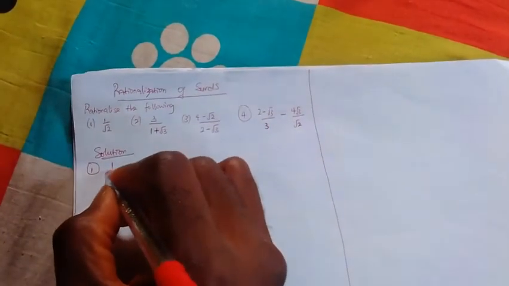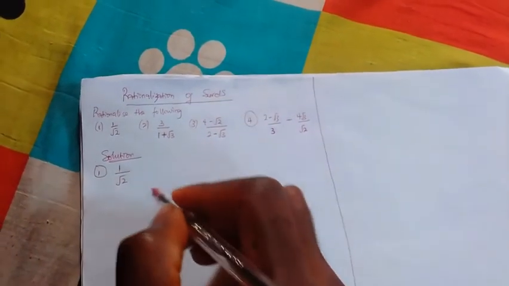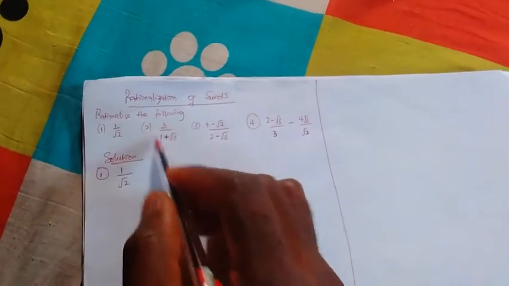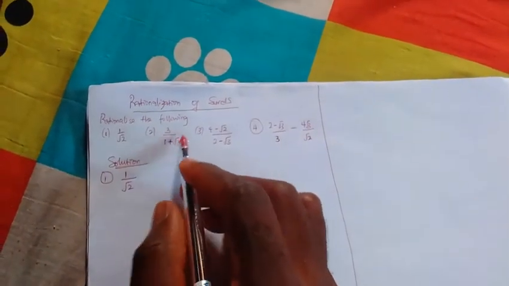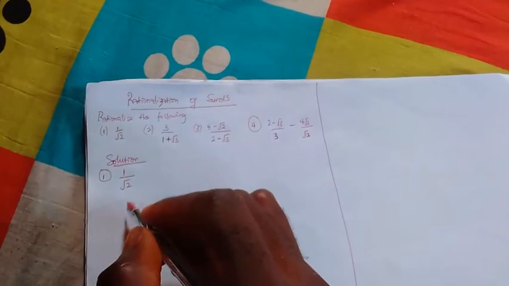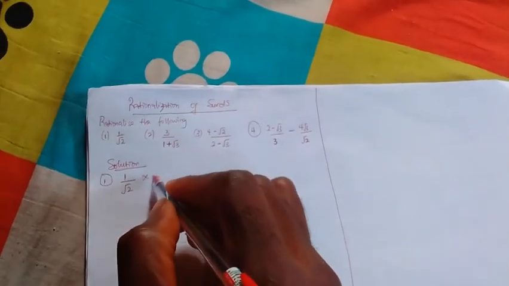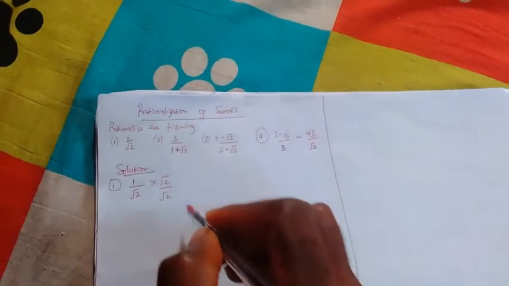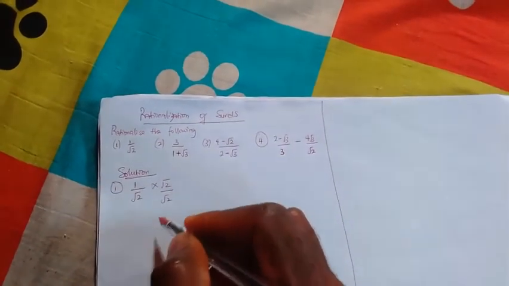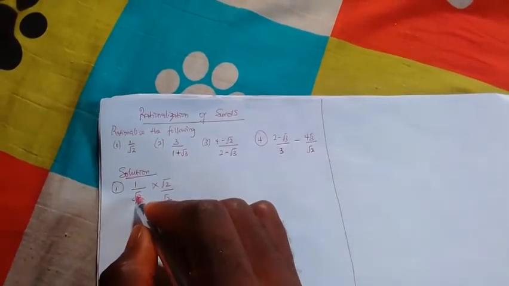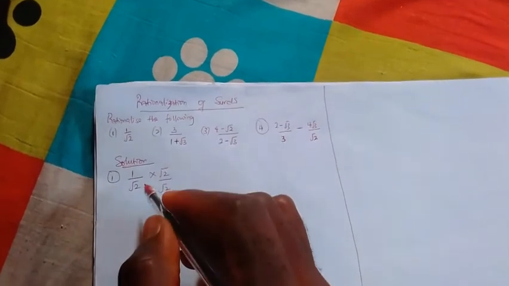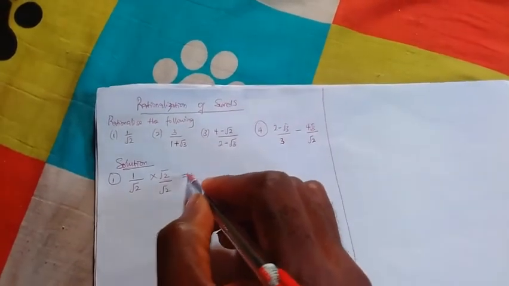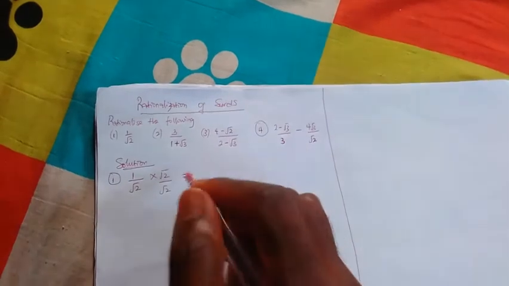Now, in rationalizing surds, what's the idea? For questions like this, it means we should multiply it by what? The denominator, such that when this cancels out, it becomes 1, which gives us 1 over root 2 back. That's the idea in rationalizing.